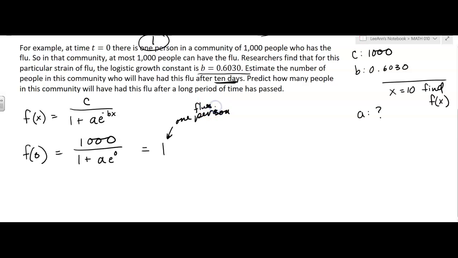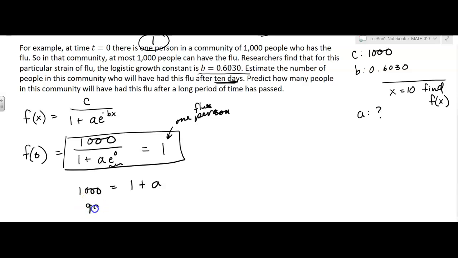So if you solve this equation for A, you're going to have 1,000 equals 1 plus A. That e to the 0 is just 1. So subtract the 1 and you get 999 equals A.